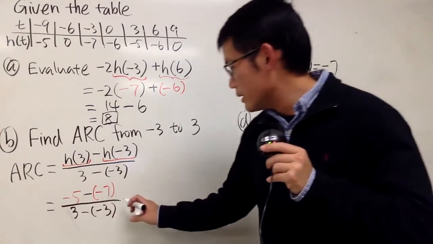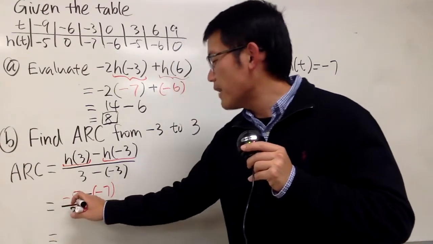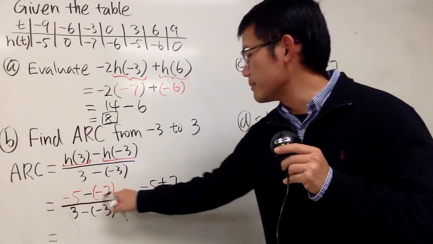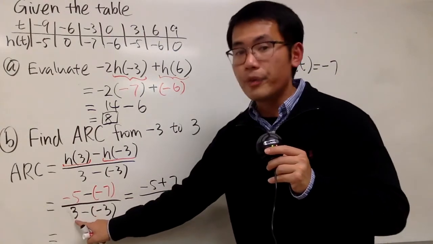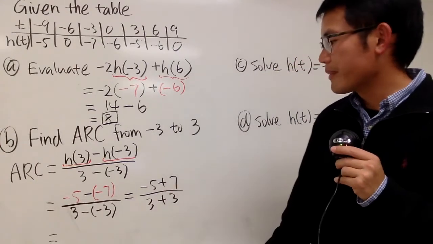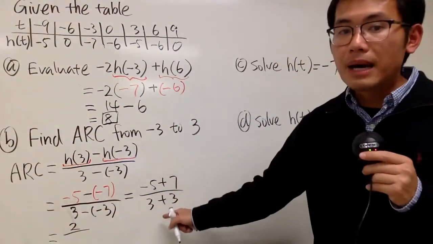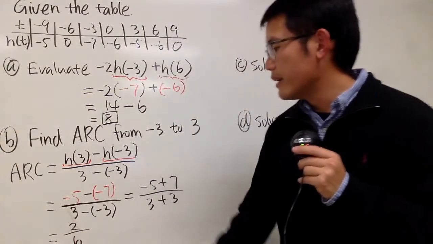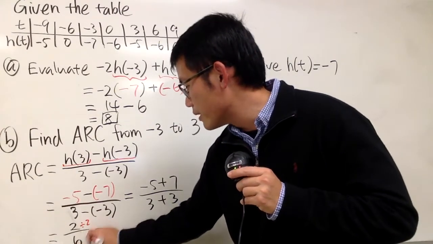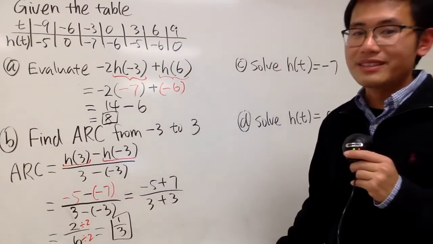All right, let's see what we have. On the top, we have negative 5 plus 7. This is the same as saying negative 5 plus 7, because negative times negative is plus 7. Likewise, on the bottom, we have 3 minus minus becomes a plus, so we have 3 plus 3, like that. If you work this out, negative 5 plus 7, we end up with 2. On the bottom, 3 plus 3 is, of course, 6. And finally, just reduce that, divide the top by 2, and divide the bottom by 2. So in the end, we end up with 1 over 3. So this right here is the final answer.